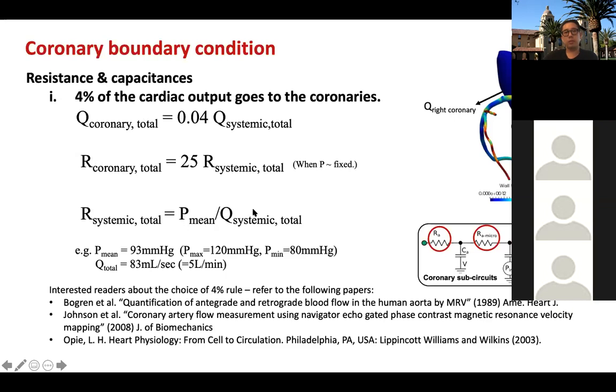To calculate the systemic resistance, you can basically take the mean pressure and the systemic flow, which is the cardiac output. This is just an example of how to estimate the total systemic resistance. Most people have a cardiac output of about 5 liters per minute. You can use these values to estimate the total resistance, and then multiply by 25.